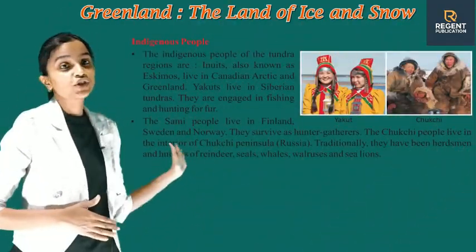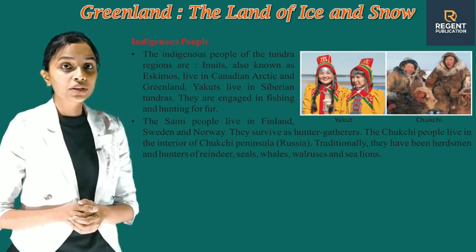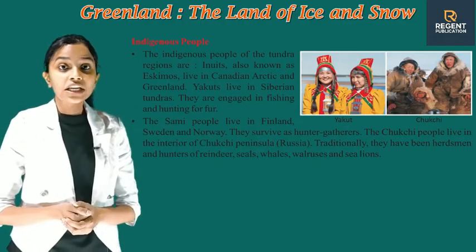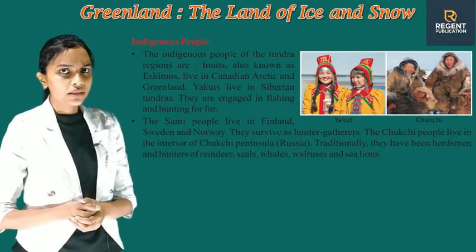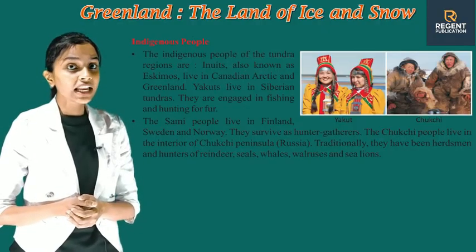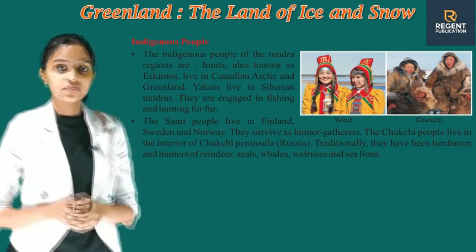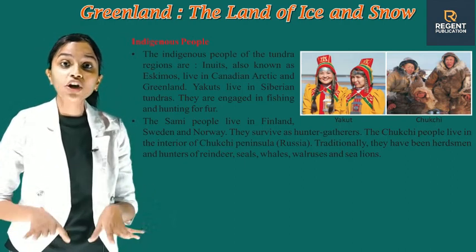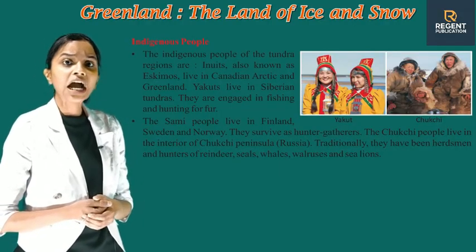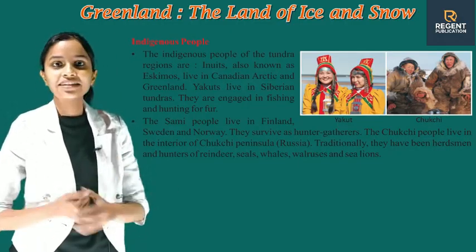Indigenous people. The indigenous people of the tundra region are Inuits, also known as Eskimos, who live in the Canadian Arctic and Greenland. Yakuts live in Siberian tundras. They are engaged in fishing and hunting for fur. The Sami people live in Finland, Sweden and Norway. They survive as hunter-gatherers. The Chukchi people live in the interior of Chukchi Peninsula, Russia. Traditionally, they have been herdsmen and hunters of reindeer, seals, whales, walruses and sea lions.